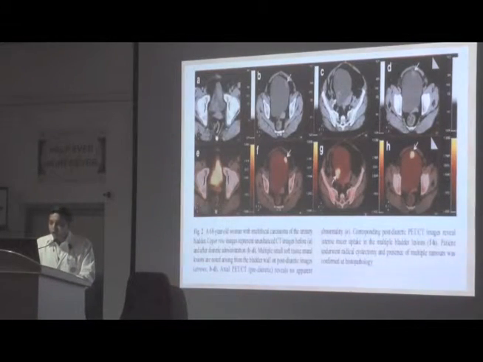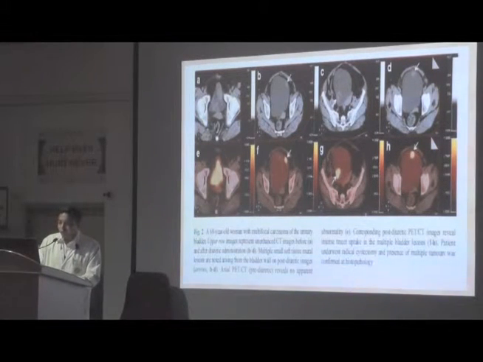This is another case where multiple soft tissue neural lesions are noted arising from the bladder wall on the post-diuretic images, that is in the CT, while in PET CT it is more clearly visible.